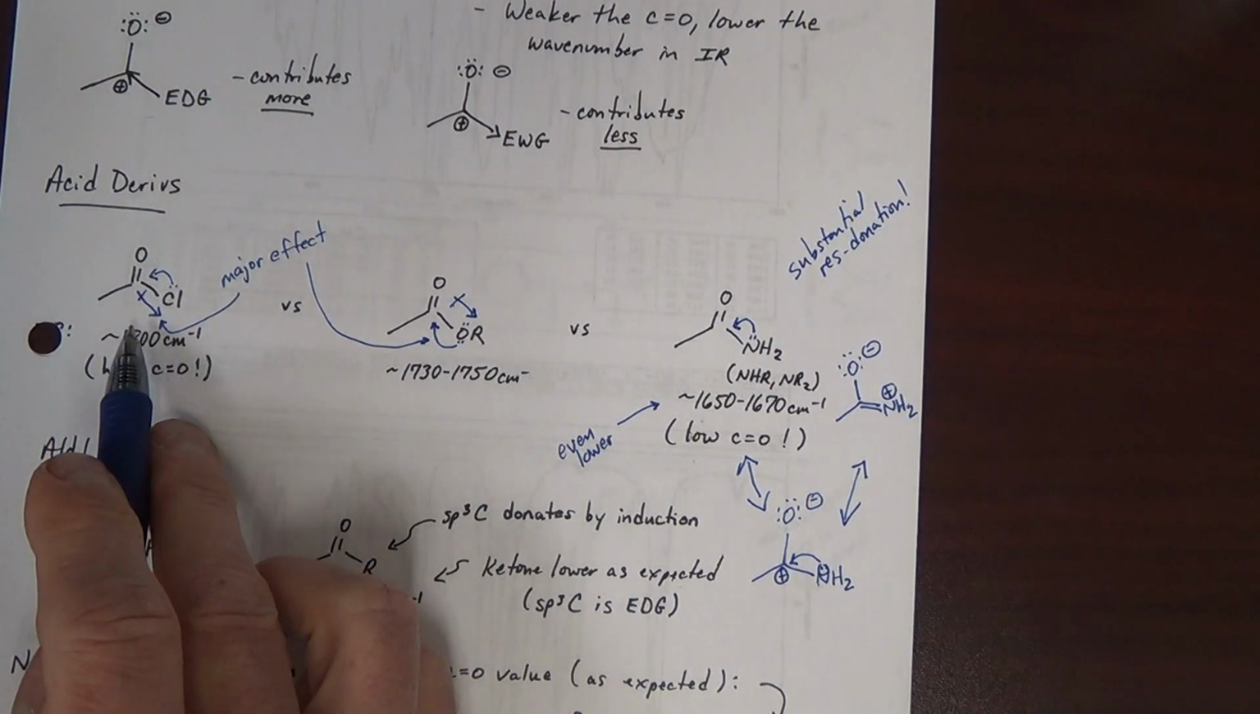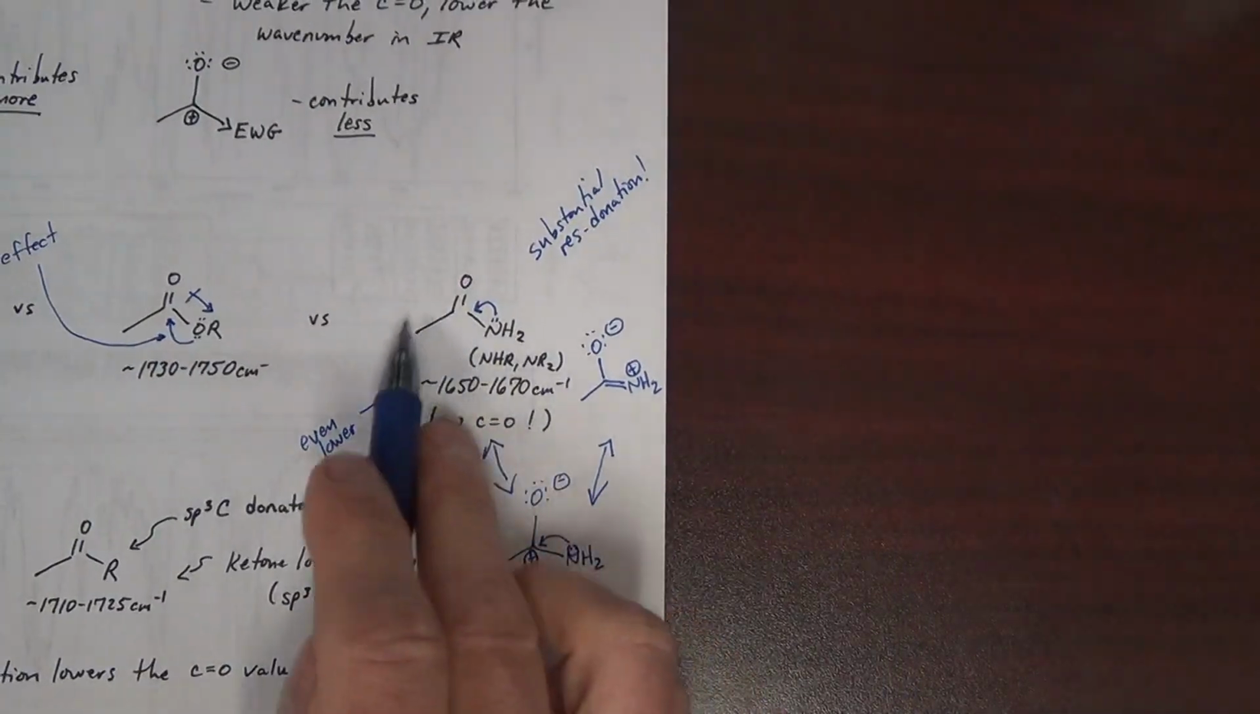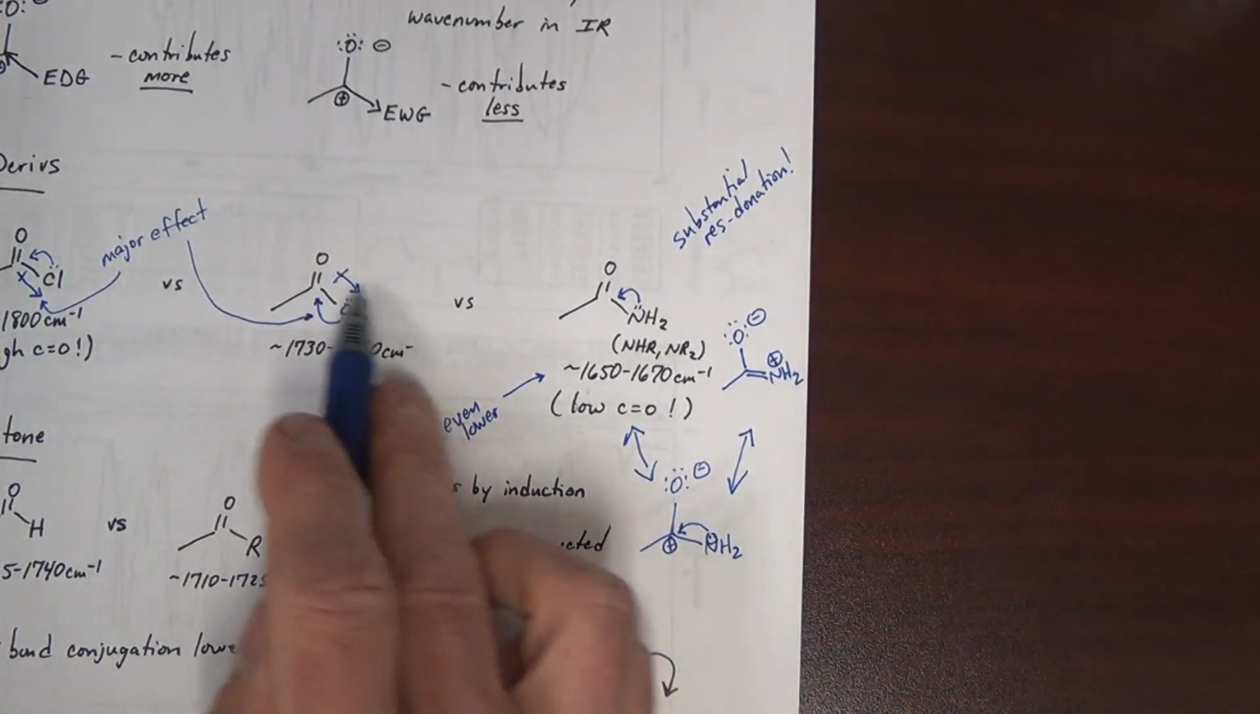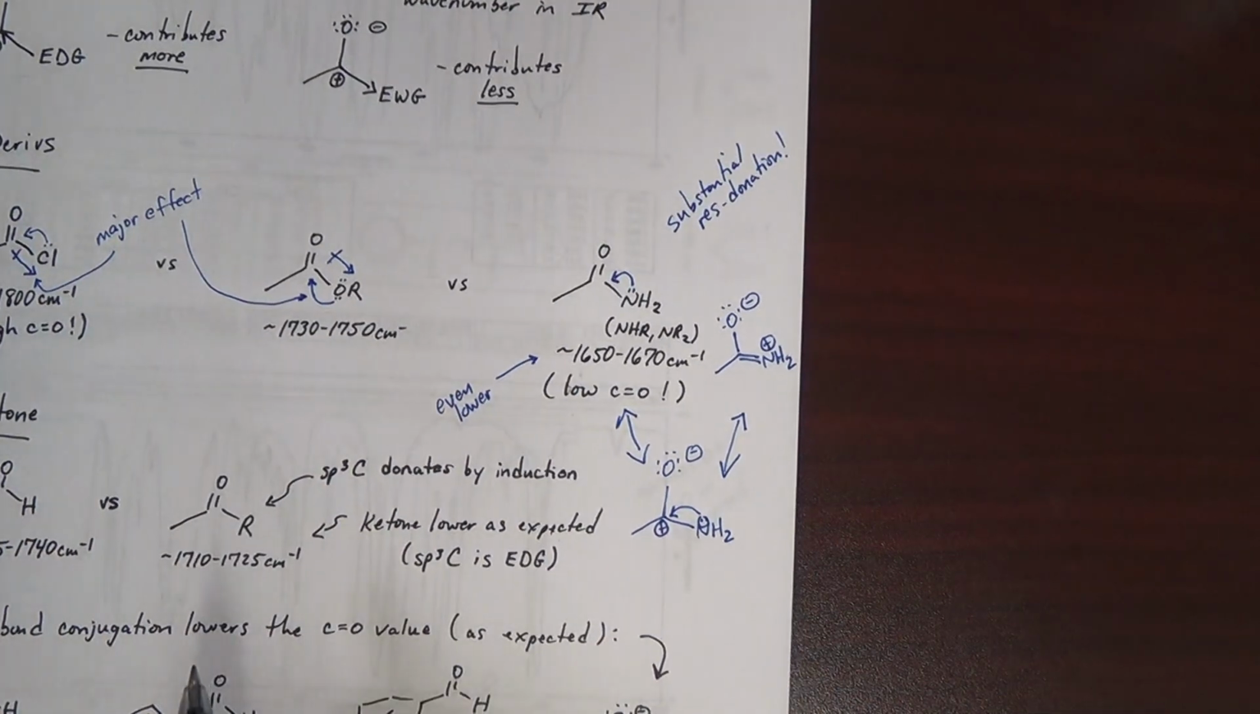Okay, take home here. Acid chlorides typically have high carbonyls. Amides typically have low carbonyls. Esters are intermediate between the two.